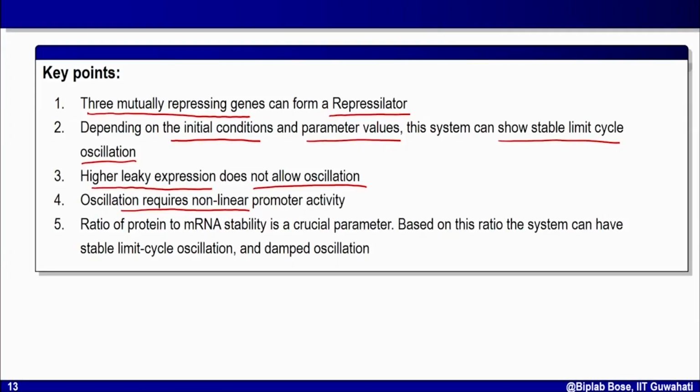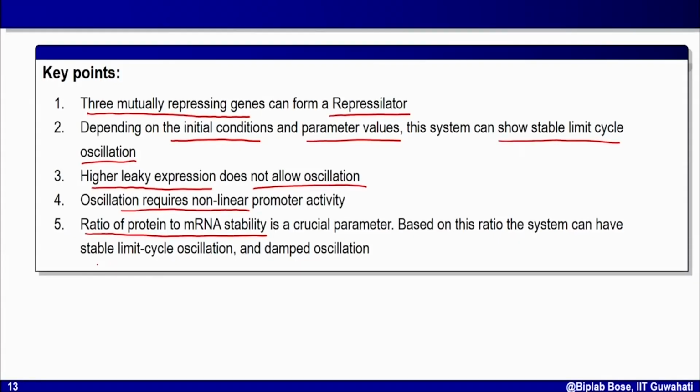And finally, one key issue we have discussed through simulation is that the ratio of protein to mRNA stability is a key parameter. If you decrease the ratio, that means you are increasing the stability of the protein and decreasing the stability of the mRNA, rather than getting a stable limit cycle, you get a damped oscillation. So based on this relative stability of protein with respect to mRNA, either you will get a damped oscillation or you will get a stable limit cycle oscillation.